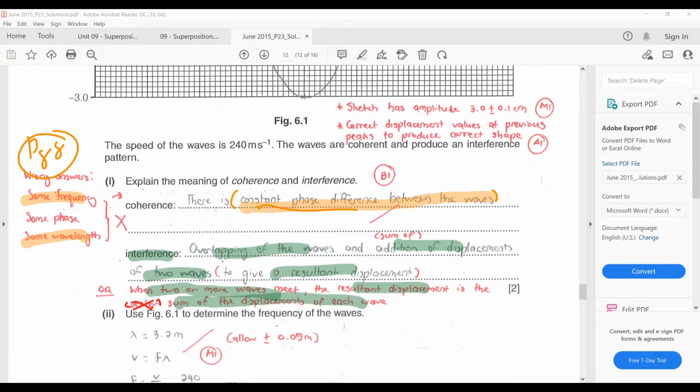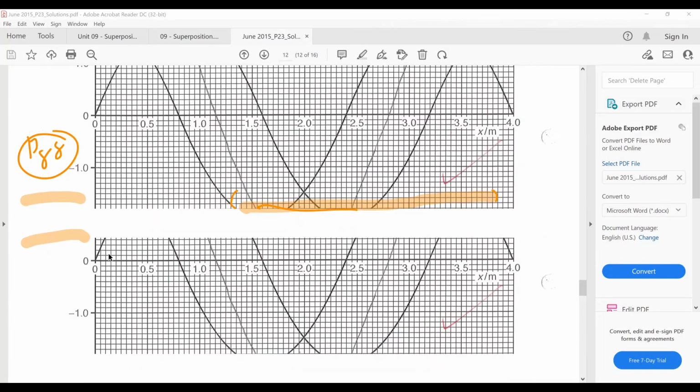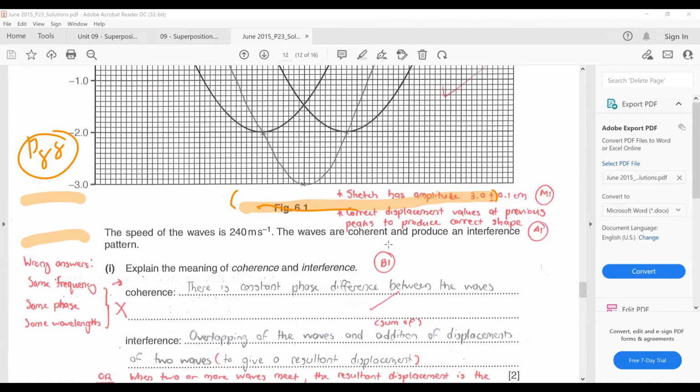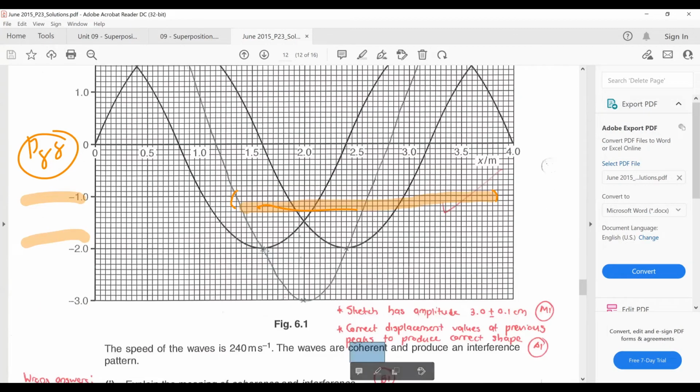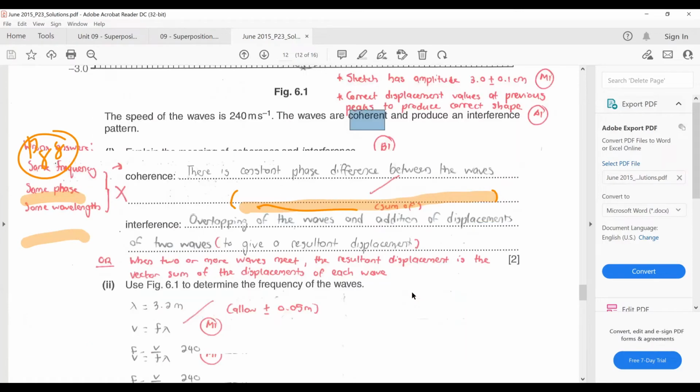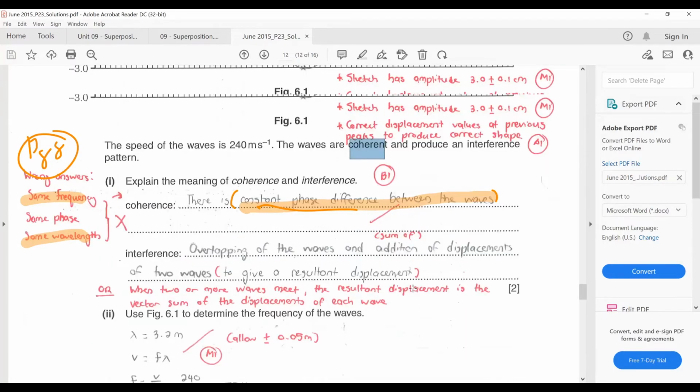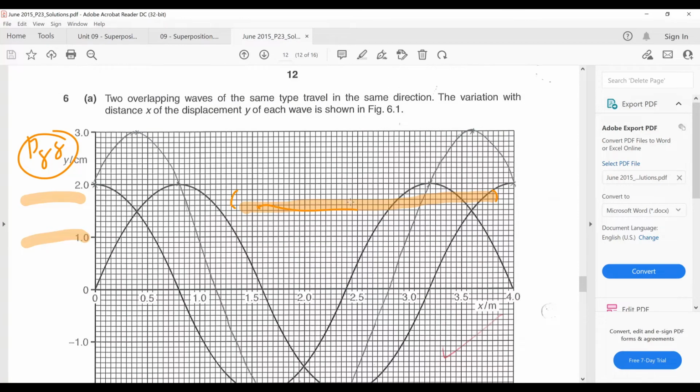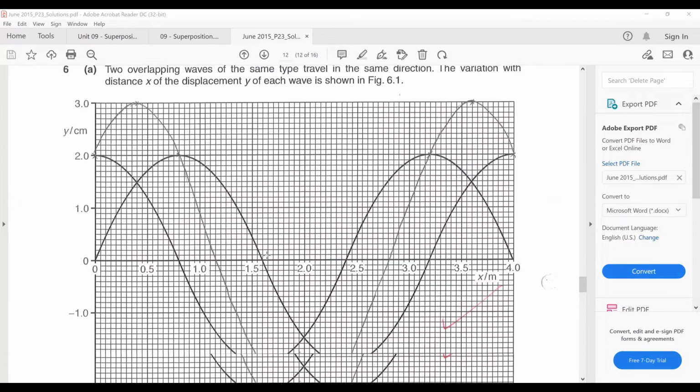Now, for part 2, use figure 6.1 to determine the frequency of the waves. Okay. Now, it won't matter which wave you use from the above, because the waves are actually coherent in the first place. You already know that they have the same frequency and subsequently the same period, same wavelength, and whatsoever. Okay, so it won't matter which wave you use, because they are coherent. Every other parameter is the same: wavelength, period, speed, frequency. Okay, so just choose one of the waves.